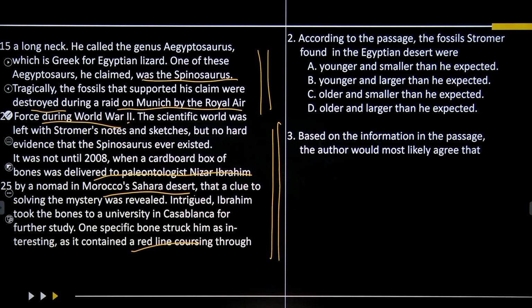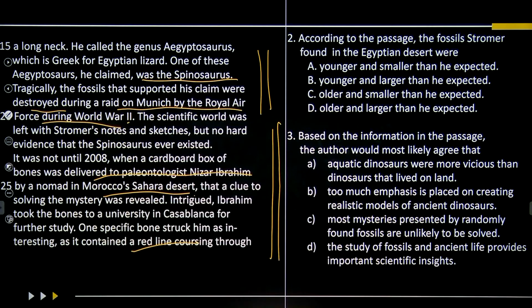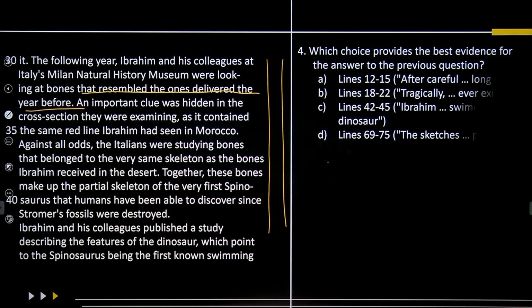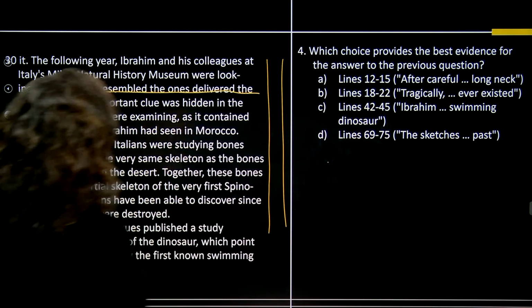Let's go to the third question. Now see, based on the information in the passage, the author would most likely agree that... Whenever you have a purpose of the passage question, or a central theme question, or a based on the information in the passage question, you might have a paired question with it. So let's check the paired questions first if you have, otherwise we will try to make the answer. See, this is a paired question, right? You have the line numbers here.